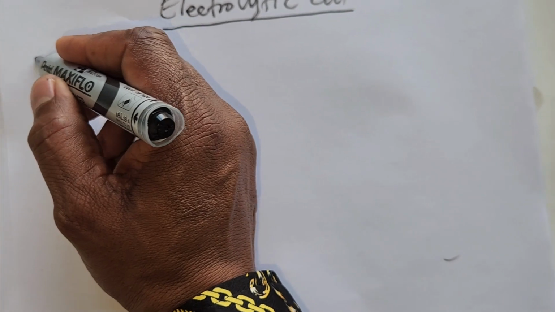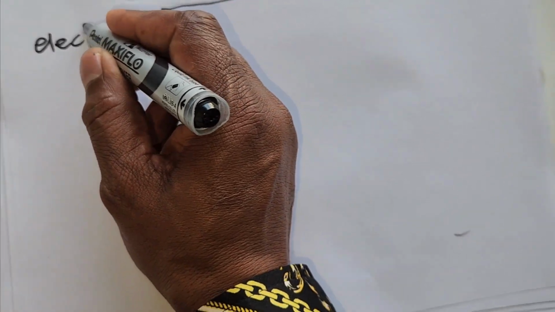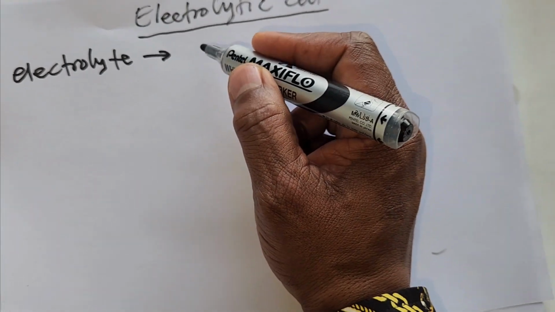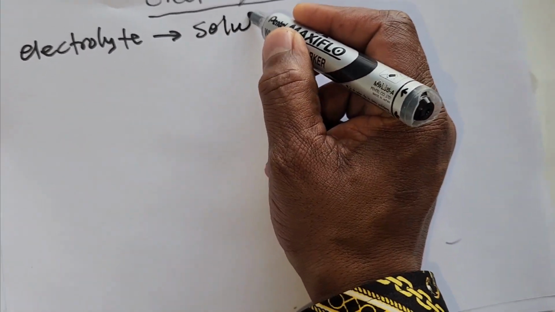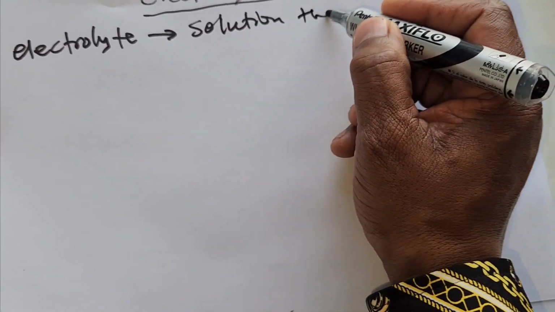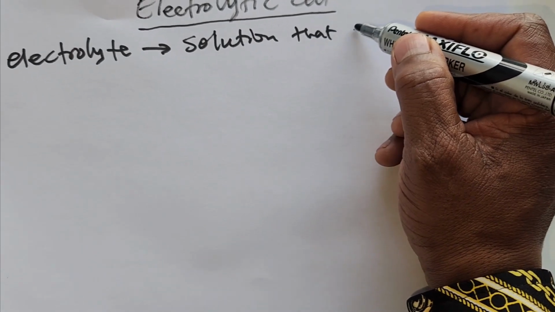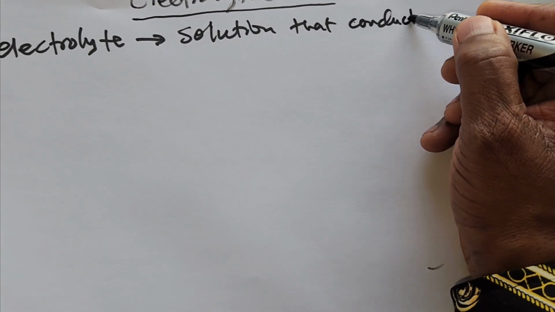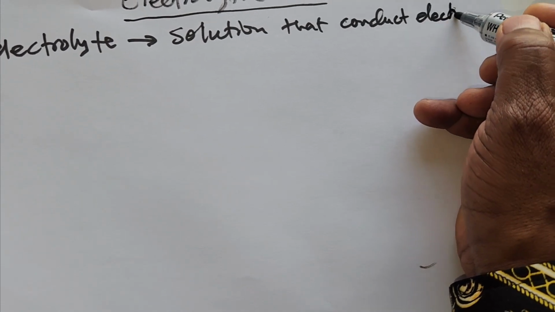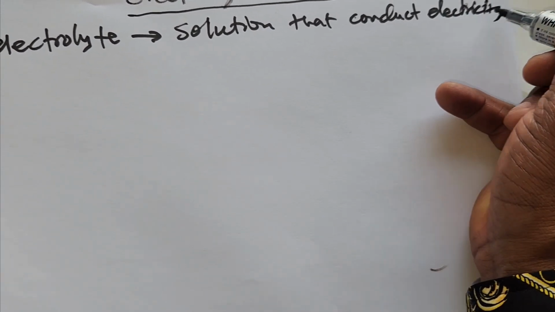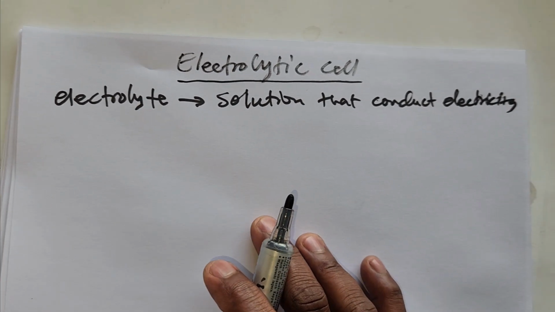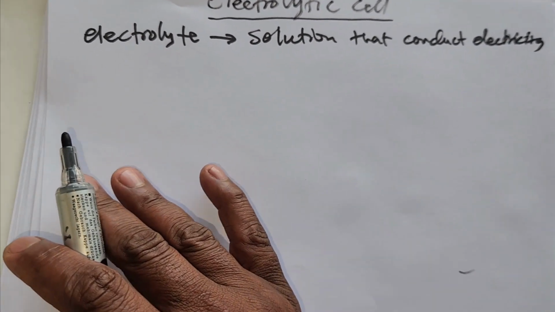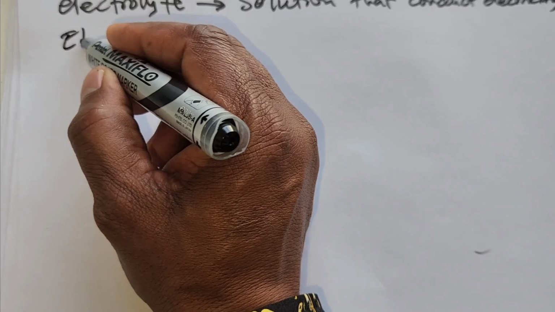The first one is electrolyte. In both galvanic and electrolytic cells, we'll be using electrolyte. Electrolyte is a solution that conducts electricity through free moving ions.